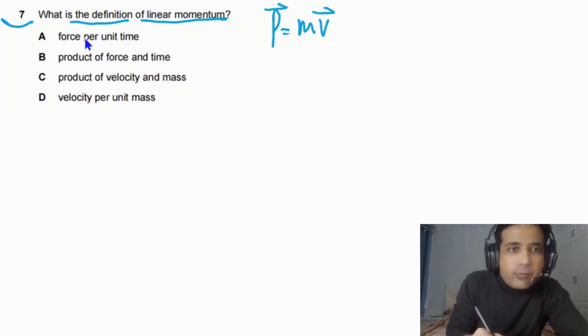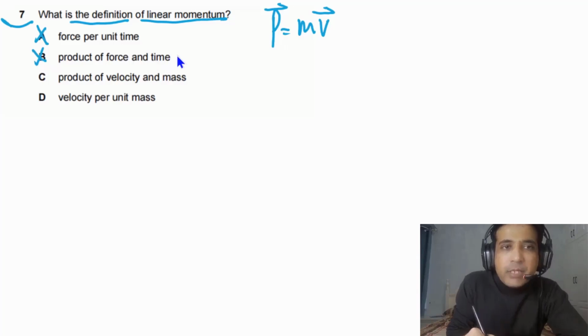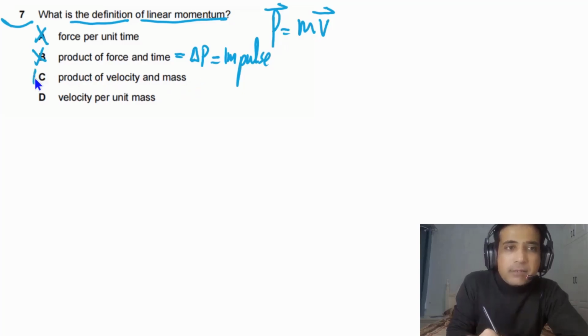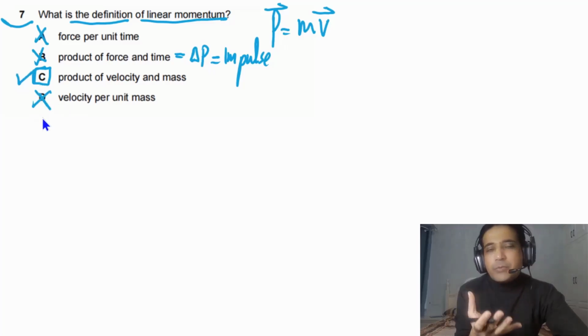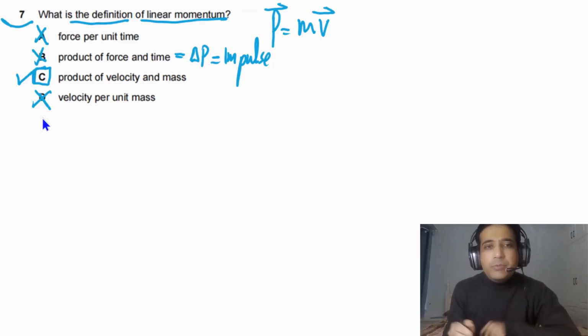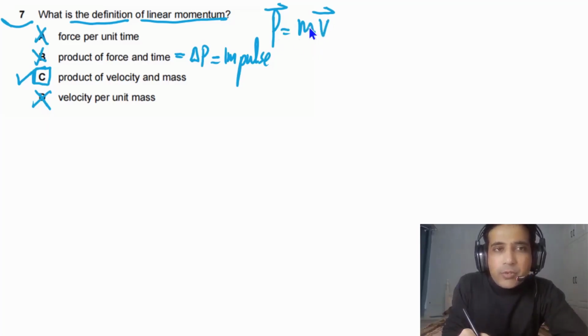If you look at option 1, force per unit time, this is not definition of momentum. Product of force and time, this is impulse, so this is also not momentum. This represents change in momentum, or simply we can say this is impulse, force time, impulse. Product of velocity and mass, this is definition of momentum. So this is representing momentum. So our answer for this one is C. Velocity per unit mass, this is also not momentum. So the answer for this question is C. Pretty straightforward one. Simply you need to understand momentum is equal to product of mass and velocity.